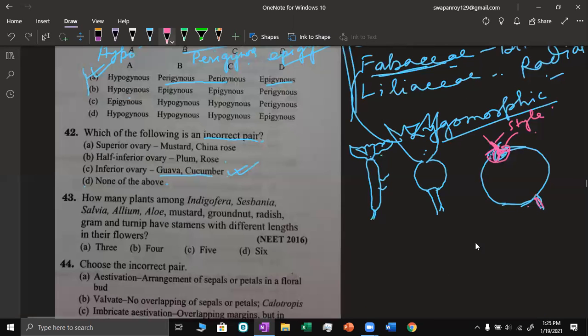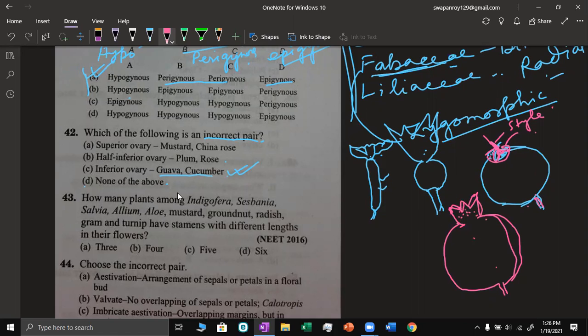In case of pomegranate fruit, you will get it like this. Pomegranate fruit, this is the calyx. This is woody calyx, which means the calyx is not like a leaf, it is hard. So woody calyx, it means the fruit's gynoecium, the ovary is below, and all other parts are above.